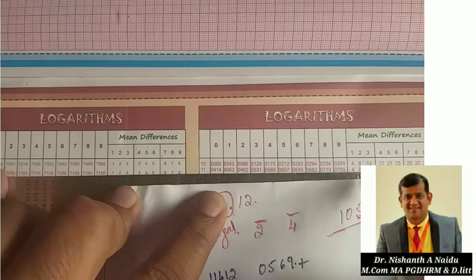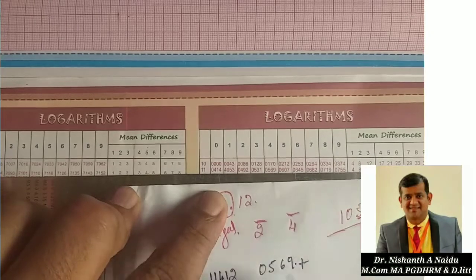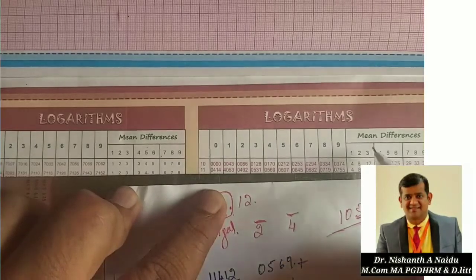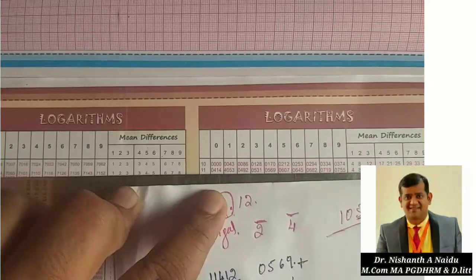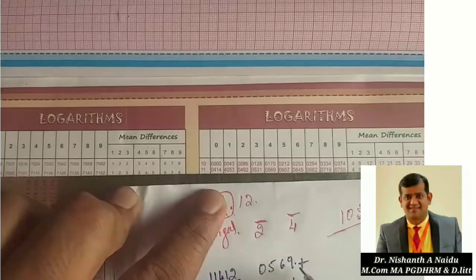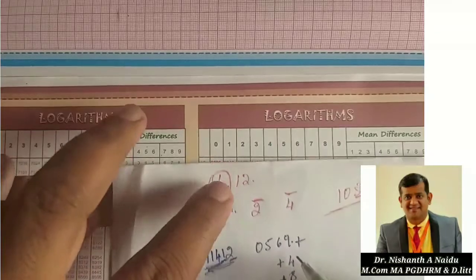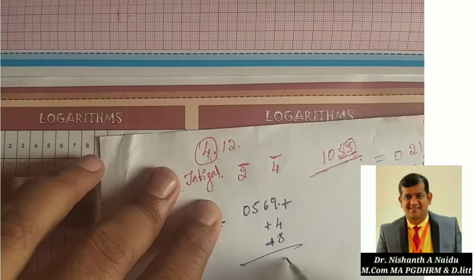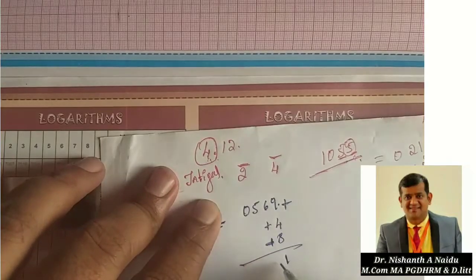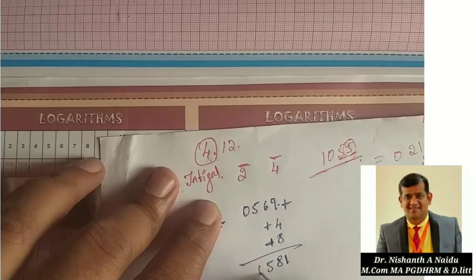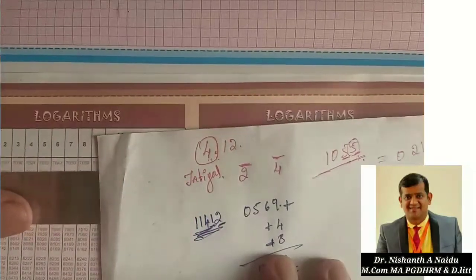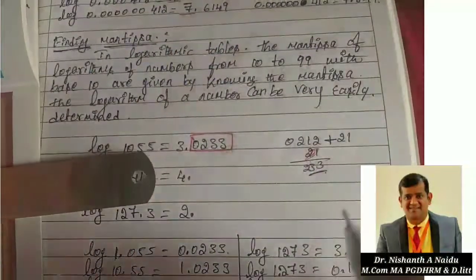So go to the mean. In column 1, how much do you have? 4. And column 2 is 8. So that is plus 8. Now total it: 9 plus 4 plus 8. 9 plus 4 is 13, 13 plus 8 is 21. So this will become 8 and this will become 5. 0, 5, 8, 1. Correct.